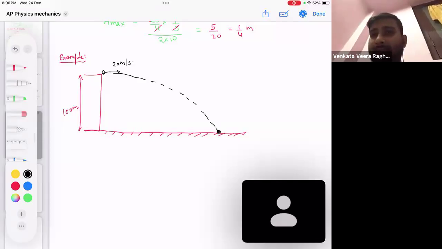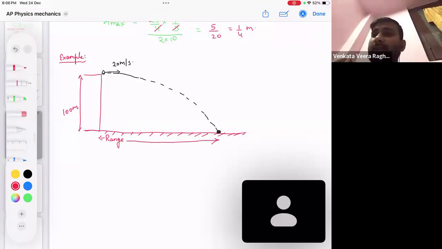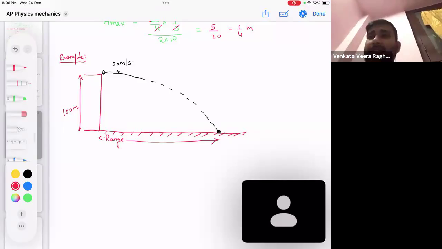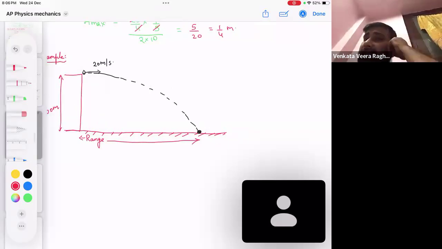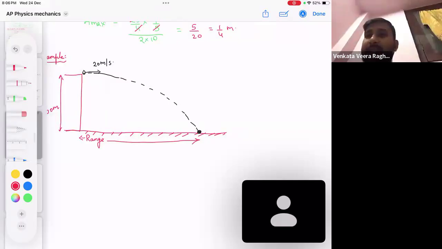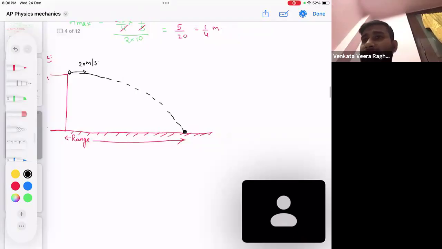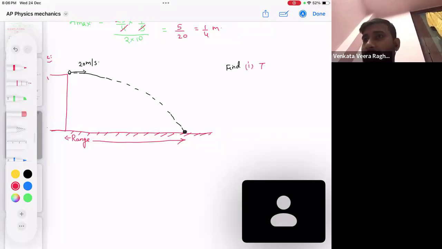Okay. So we have to find something in this question, like what is this horizontal distance traveled by the particle? That horizontal distance we are going to call the range. Second thing we have to calculate is how much time the particle has taken to reach the ground. That is the second thing. Third thing, when it is just about to land on the ground, what is the velocity of the particle? Understood the three things we have to calculate here? In this question, find, first thing is the time of flight.